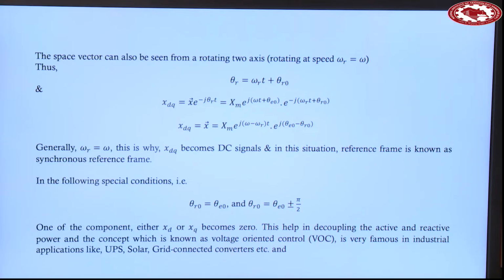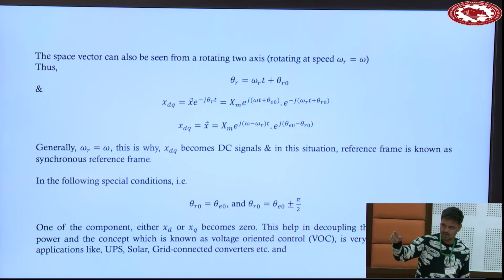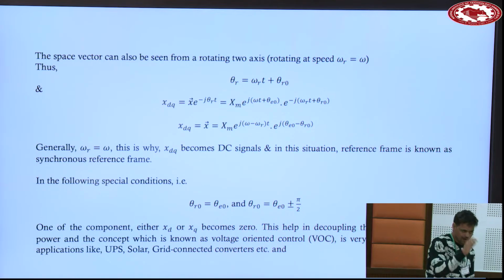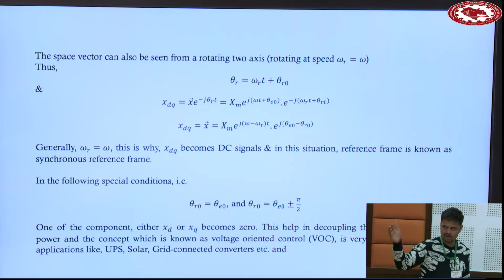Now I want to see the same space vector from a frame which is rotating at theta r, where theta r is equal to omega r t plus theta r naught. At t is equal to 0, the position of the reference frame is at e^(j(theta e minus theta r)). What I am trying to explain is, if you put omega is equal to omega r, irrespective of the initial theta, theta e naught or theta r naught, you are going to get DC signals. If omega is equal to omega r, there is no time varying component now.